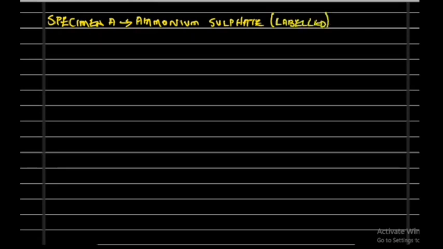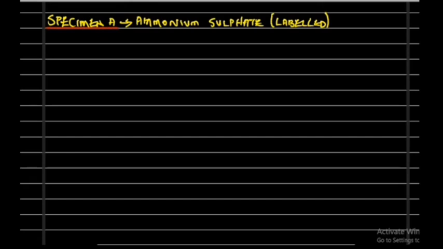So our first specimen, specimen A, we have it to be the ammonium sulfate, which is labeled. So what do we know about ammonium sulfate? What do we have to say about ammonium sulfate?